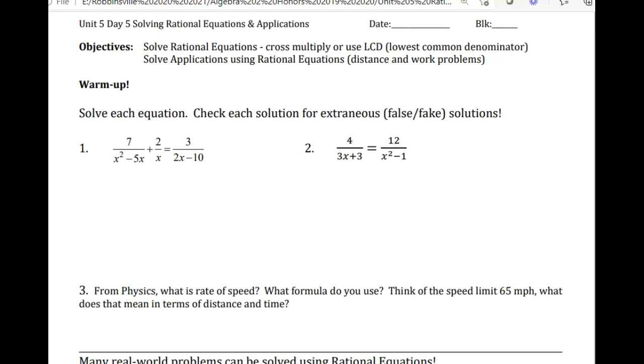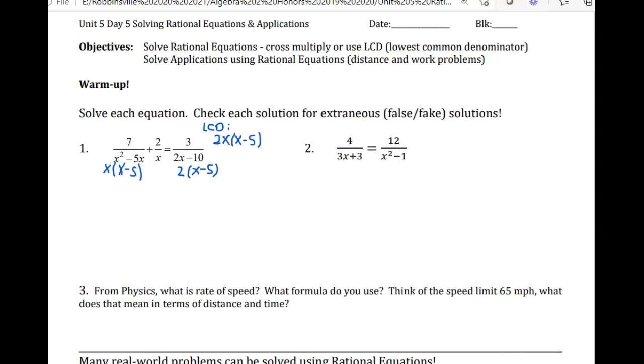So as a quick warm-up, you can check your homework, which was from Algebra 1: rational expressions, simplifying, identifying excluded values, and solving some basic equations. So go ahead and check that, and if you have questions on anything, I'll answer it next block when we're back together. After you do that, you can pause this video and go ahead and solve each of these rational equations, number 1 and 2, and answer question number 3 from physics: what is rate of speed? What formula do you use? And think of the speed limit, 65 miles per hour, when you're explaining. All right, so answer those, pause the video, and then come back.